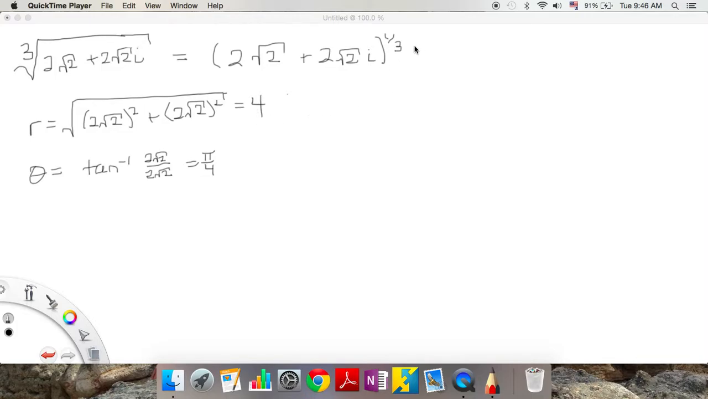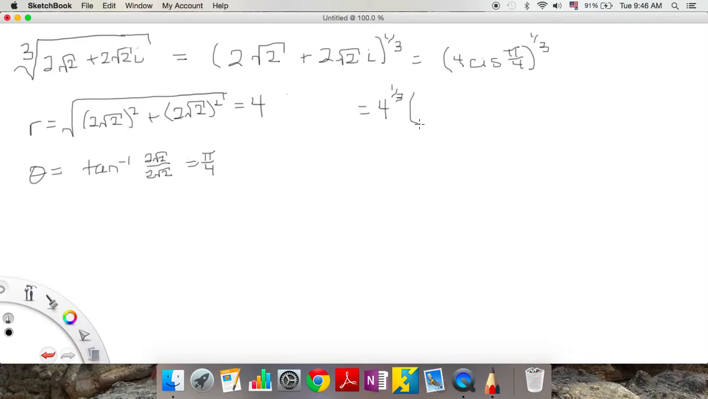So now we can get this in polar form so that we can use our formula. So what we have is our r times cis of pi over 4 to the 1/3 power. So we use our formula, and that gives us 4 to the 1/3 times the cosine of pi over 4 all over 3 plus i of sine of pi over 4 all over 3.